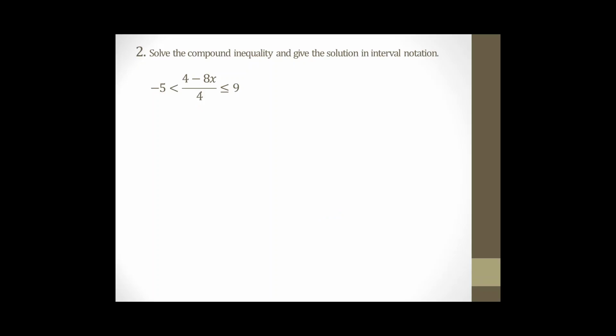So if I look at this problem, what I would like to do first is get rid of this division bar. To eliminate this 4 in the bottom, I'm going to multiply by 4. Because if I multiply by 4, this 4 on top and in the bottom would cancel out to be 1. So that's my goal. I'm trying to eliminate it. But what I do to one part of the compound inequality, I'm going to have to do to all the other parts as well. And a compound inequality has 3 parts.